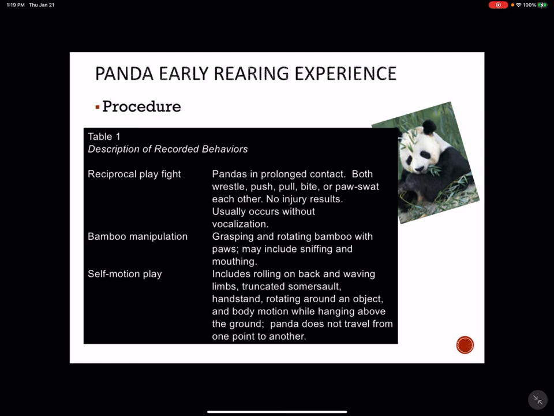So the procedure, how are we going to test this? Well, what these researchers decided to do is they observed the pandas. They can't really give the pandas a questionnaire. Where did you learn this from? Because pandas are not very good with pencils. So what they had to do is they had to observe panda behavior and record it.